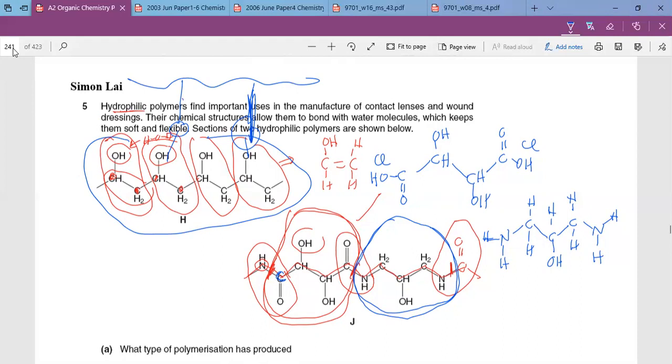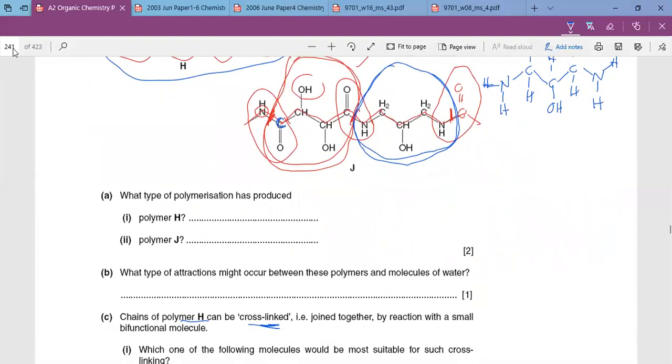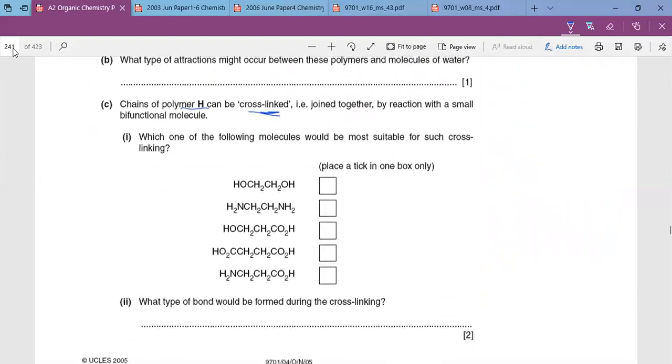Remember now if here got another OH group here, and an OH group here, how to link the OH and OH? Of course, you need a dicarboxylic acid to join this here. So that's why they ask you here. Now which one will link OH and OH? Which one of the following molecules would be suitable for such cross-linking? Look for the dicarboxylic acid, because your diamine cannot, because it's an alcohol group, isn't it? So see here, here's OH.